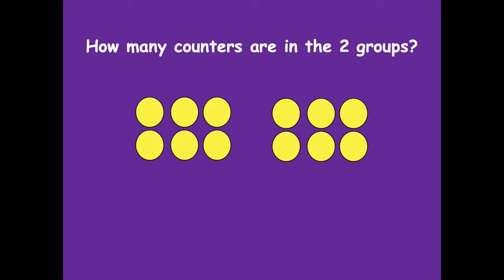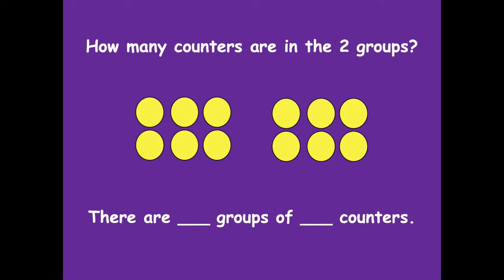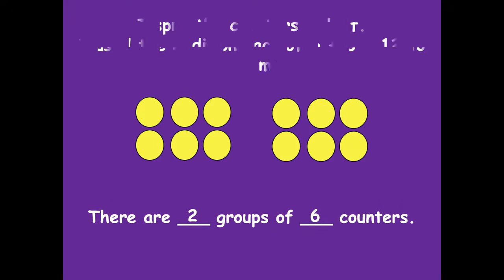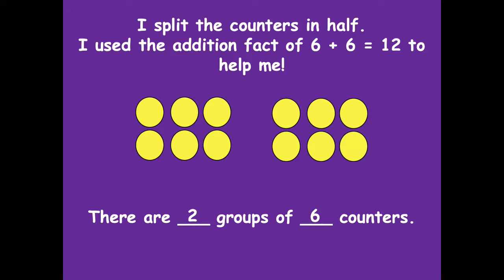Otherwise, here we go. All right, so I'm going to take all of those, and then here are my 2 equal groups. So how many counters are in 2 groups? Let's fill this in to help us. So there are 2 groups of 6 counters. So I split the counters in half and use the addition fact of 6 plus 6 to help me. So I know that 6 plus 6 equals 12, so there's 12 total counters. Okay, so that was one way that was easier for me to help solve this problem.